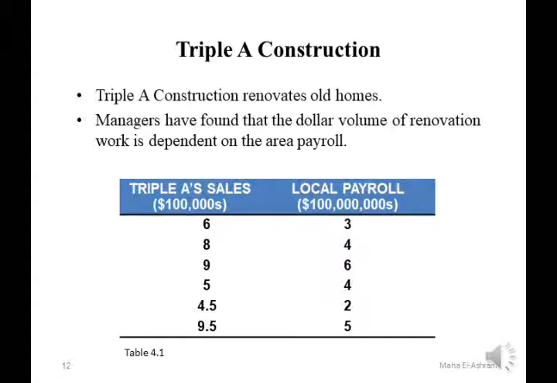Now, if I want to plot the scatter plot, the first point will have an X coordinate of 3 and a Y coordinate of 6. Okay, so I plot a point. The second point has an X coordinate of 4 and a Y coordinate of 8. I put another point. The third point will have an X coordinate of 6 and a Y coordinate of 9, and I plot a third point. The fourth point will have an X coordinate of 4, a Y coordinate of 5, and so on.